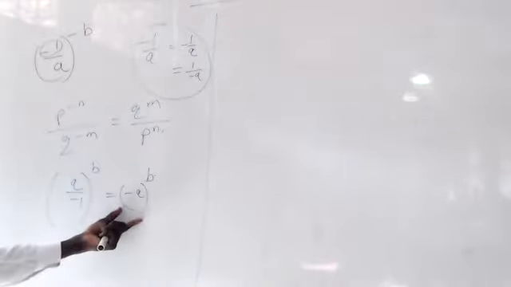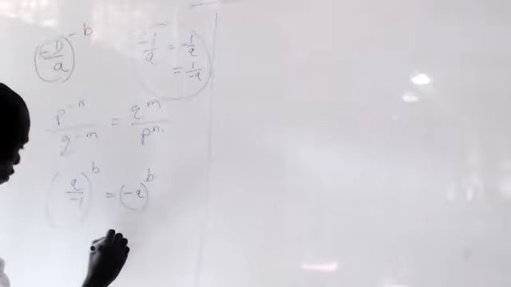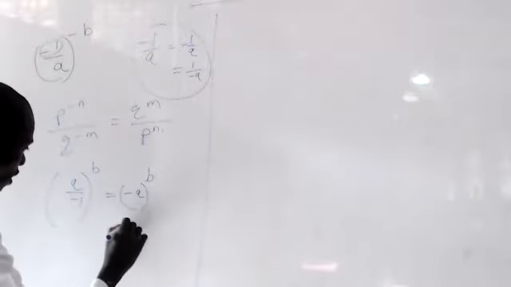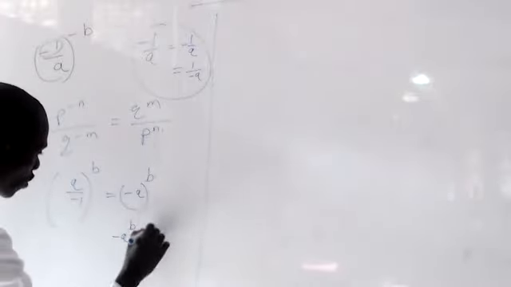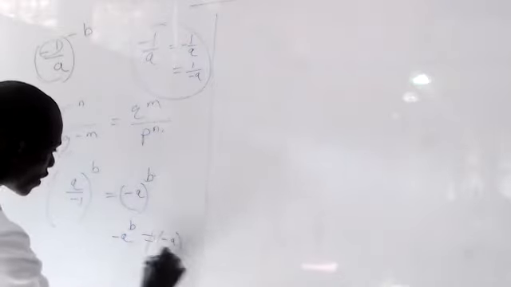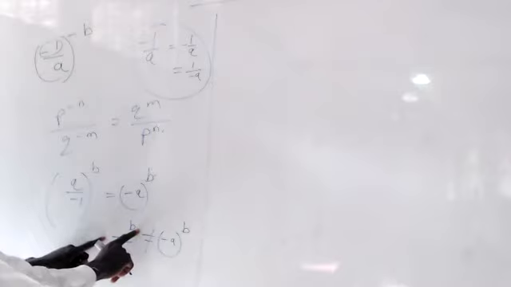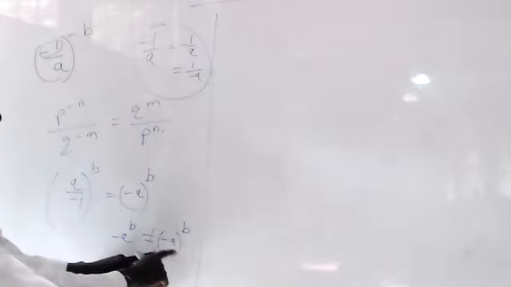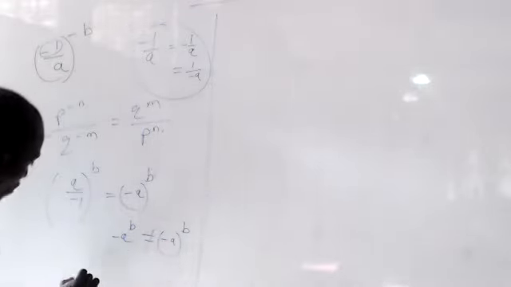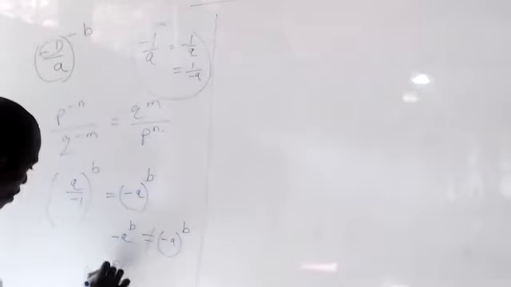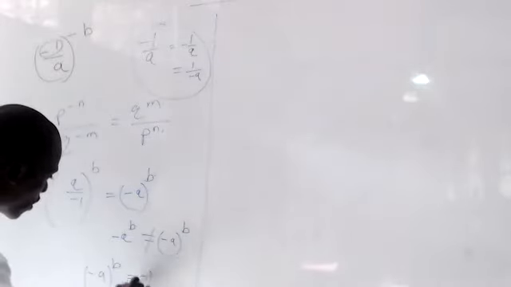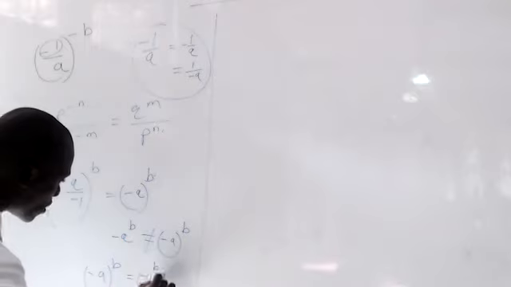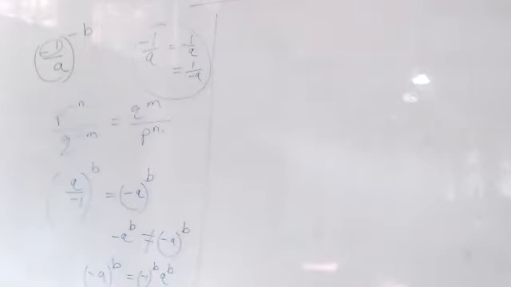Remember, always remember to put the bracket, because if you write -a raised to b, this is not always the same as (-a) raised to b. These two numbers are not the same. In the first instance, you raise the number to b and then take the negative of that. But in the second one, even the negative is raised to b. So when you write (-a)^b, this is the same as taking (-1)^b times a^b.